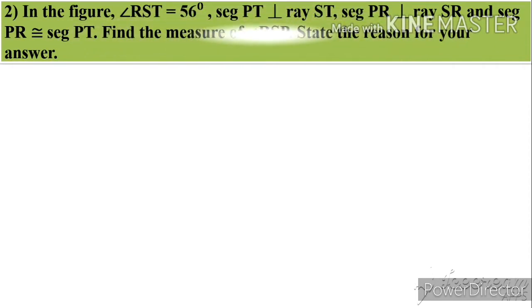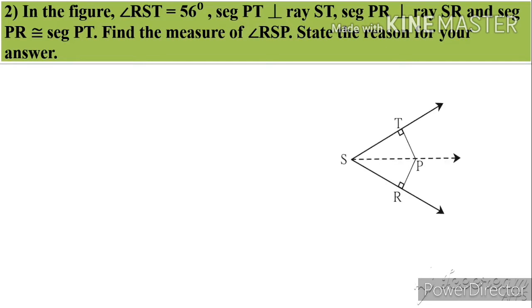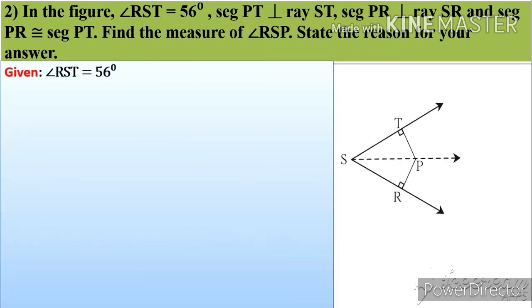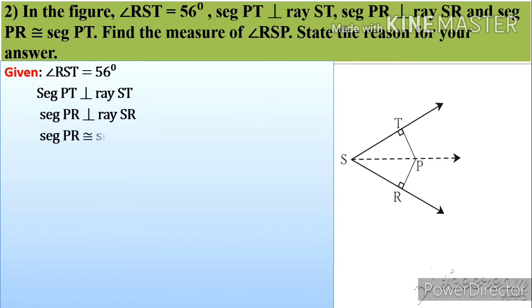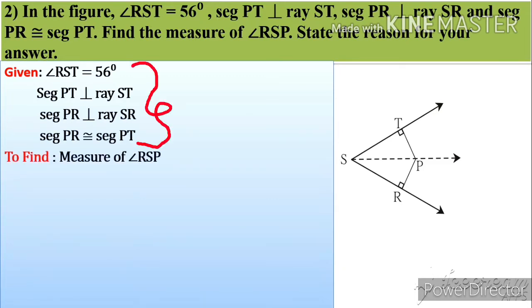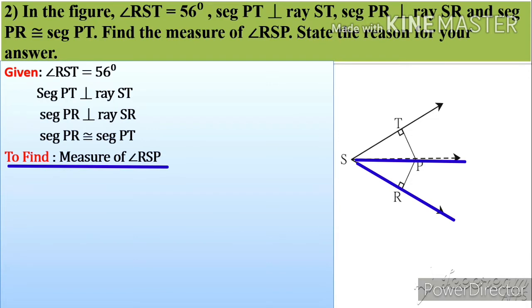Now, question number 2. In the figure, angle RST is given as 56 degrees. Segment PT is perpendicular to ray ST. Segment PR is perpendicular to ray SR and segment PR is congruent to segment PT. Find the measure of angle RSP. State the reason of your answer. First of all, we will write the given information. Here we have to find the measure of angle RSP.